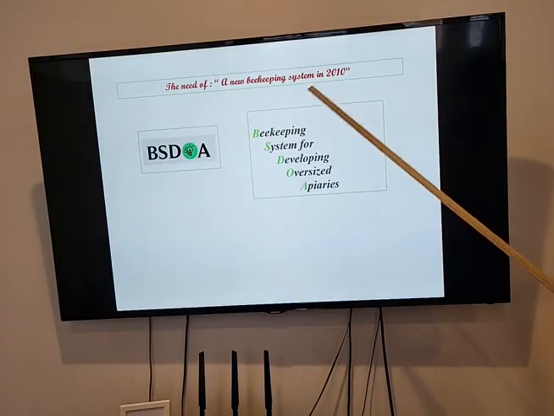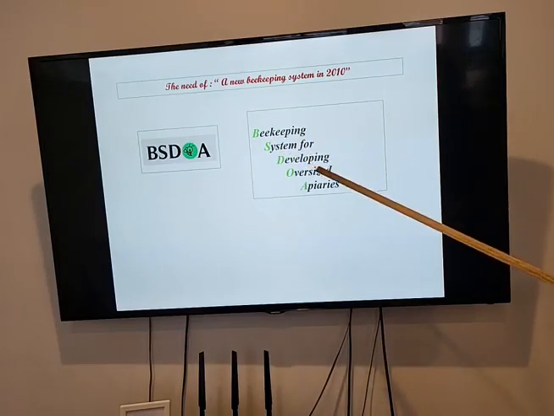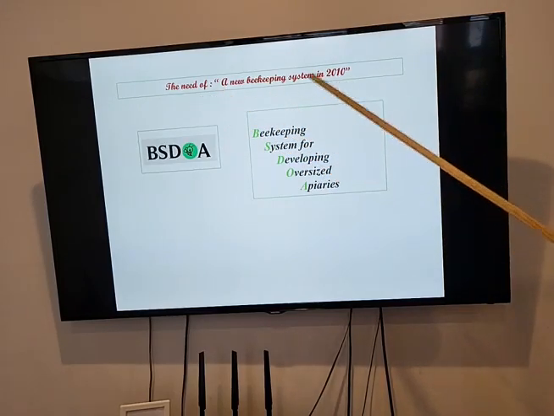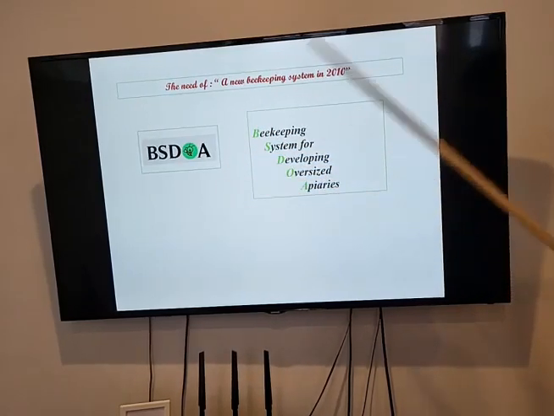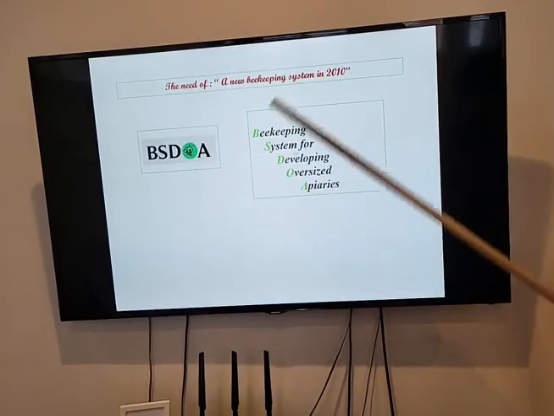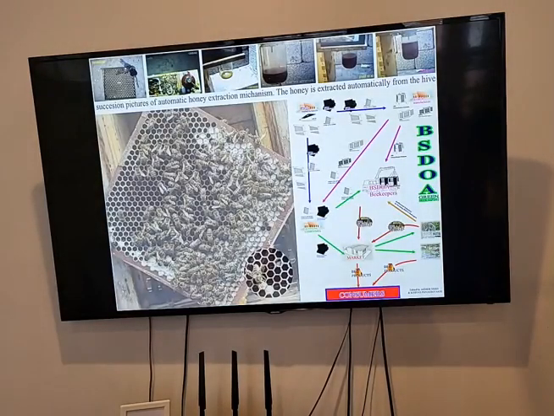The need of a new beekeeping system in 2010. BSDOA: Beekeeping System for Developing Oversized Appearance. I wrote this PPT file in March 2009, I remember very well, when I was in the monastery. But I corrected it again and again, and the last time was 2010. Or maybe it was 2009 and I wrote 2010 for the new year, I don't remember. Okay, let's go on.